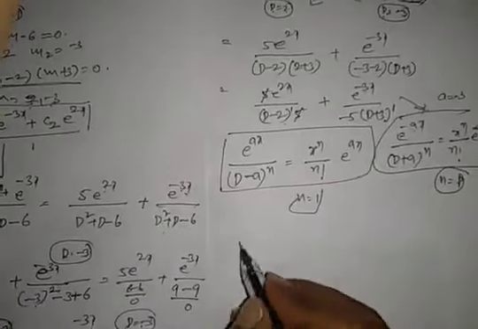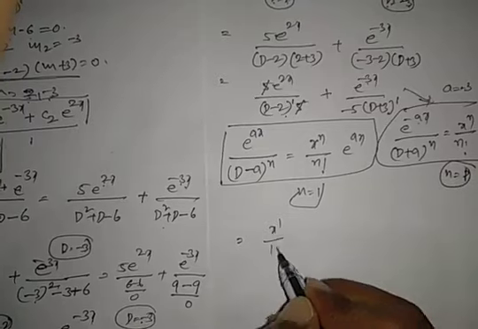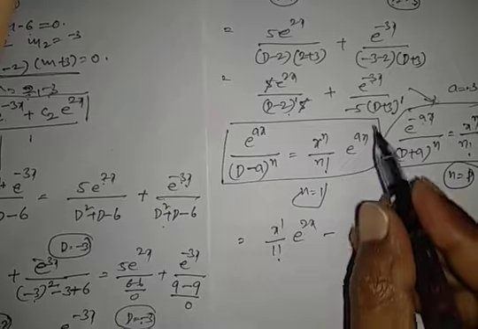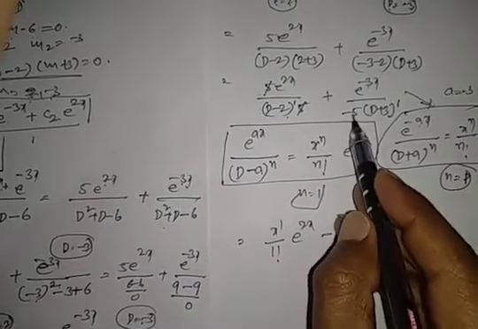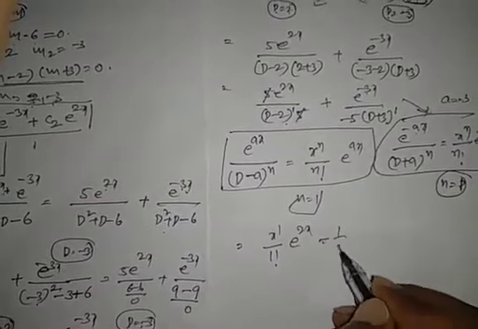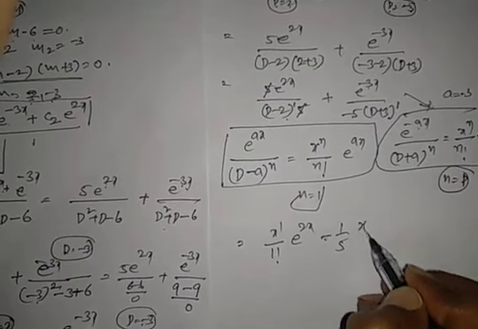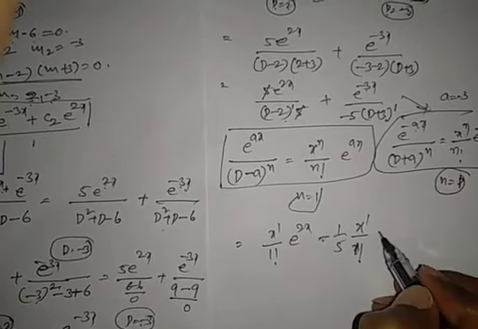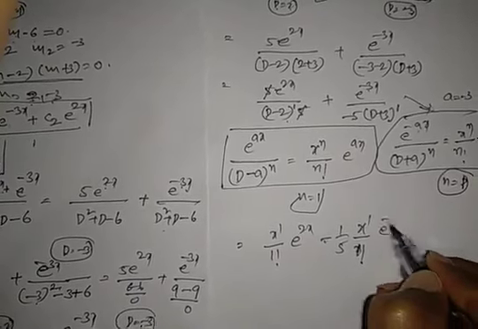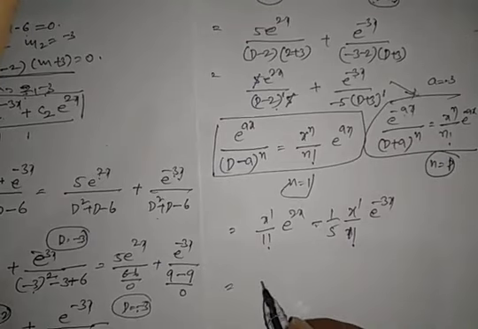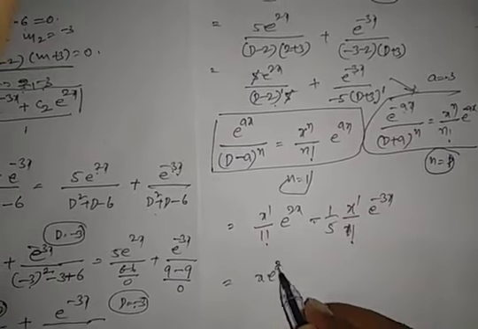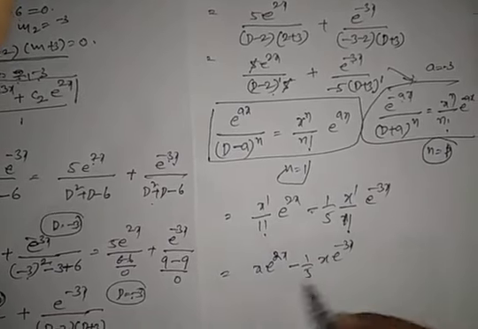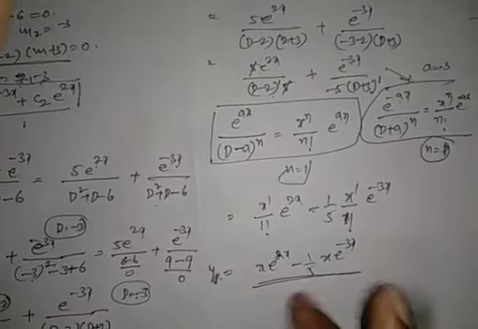Substitute in this formula: x to the power of 1 by 1 factorial into e to the power of 2x. Here, in the negative, plus into minus is minus, so minus 1 by 5 into x to the power of 1 by 1 factorial into e to the power of minus 3x. That is equal to x e to the power of 2x minus 1 by 5 into x e to the power of minus 3x. This is the yp value.